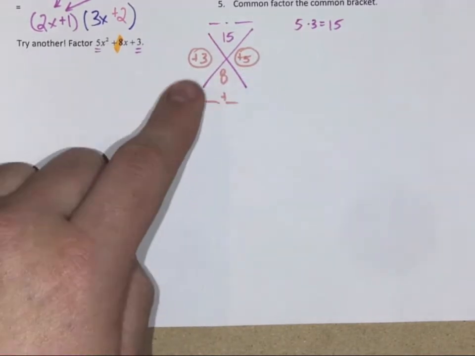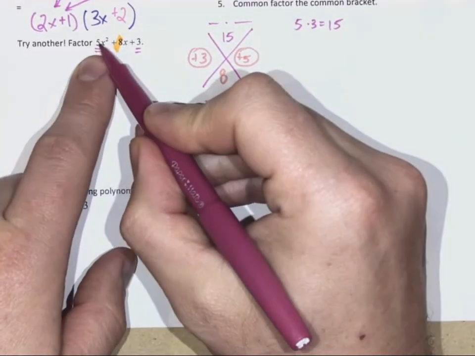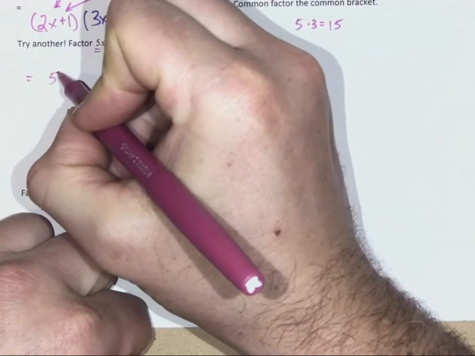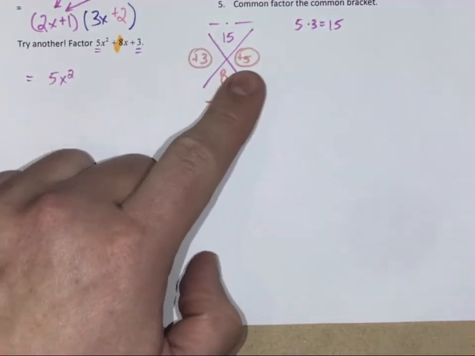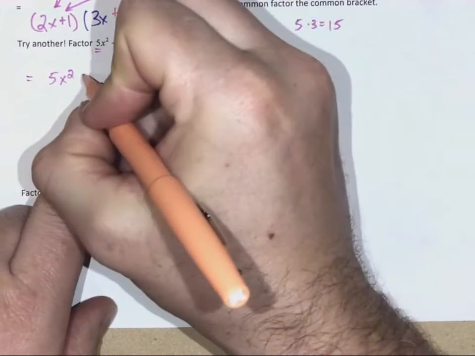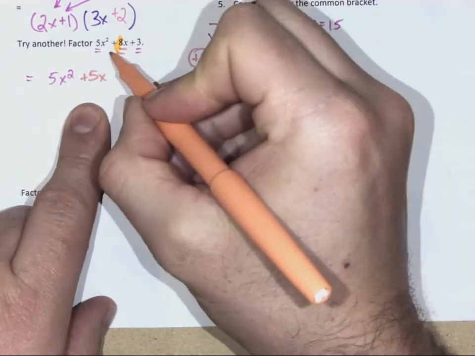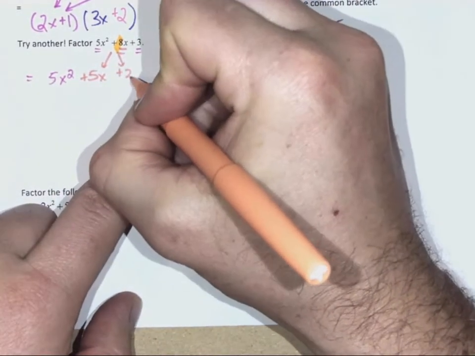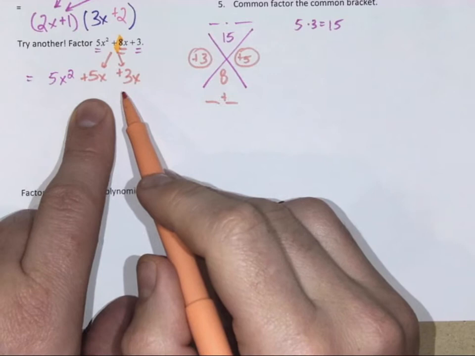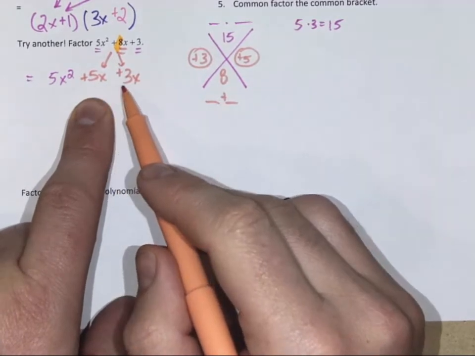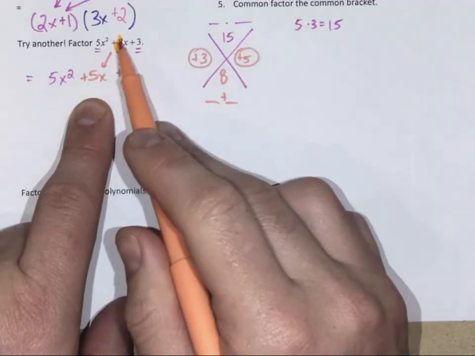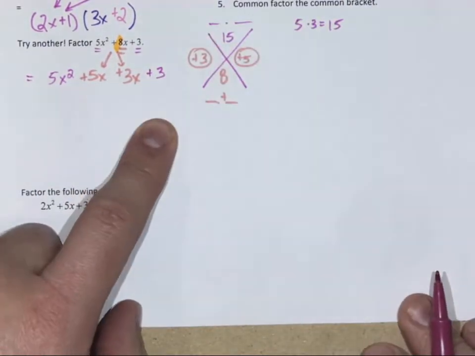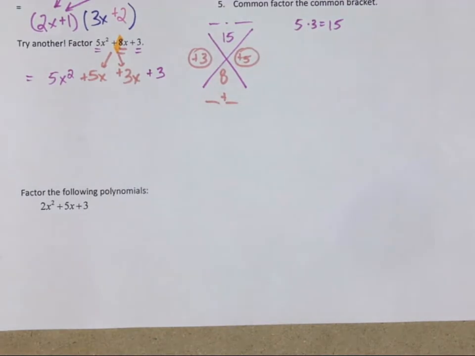I can determine which one goes first. Because this is 5x squared, I want the 5 to go first. So the 5x squared is still there, and that 8x now decomposes into 5x and 3x. Notice that this is the same thing because I haven't changed the equation. 5 plus 3 is just 8, it's still 8x. I've just separated them to make it easier to find a common factor for each group.